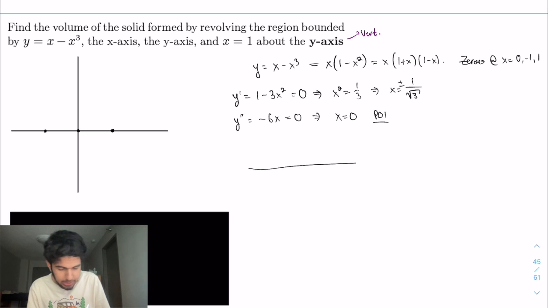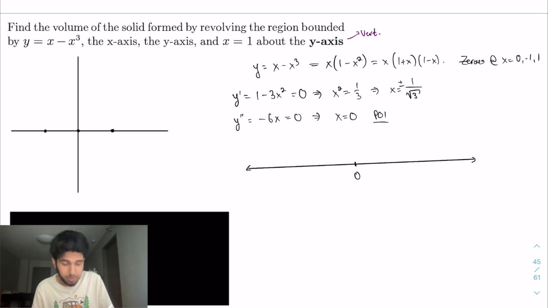From here, we can draw a sign line. So we'll put 0, and we'll put our critical points as well. This will be 1 divided by the square root of 3, and this will be negative 1 divided by the square root of 3. Okay, so with that in mind, what do we have here to work with? We can get an idea of the slope of the tangent line at certain points. So what is 1 divided by the square root of 3? The square root of 1/3.